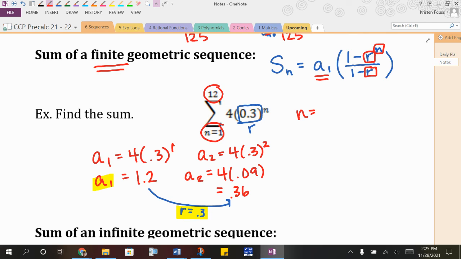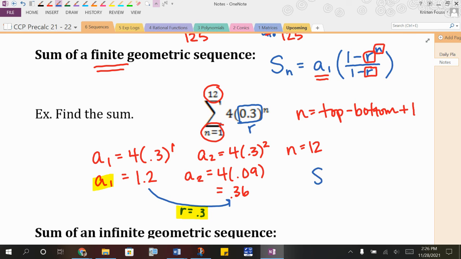So here's what I want you to think about. The n is the top value minus the bottom, but then we have to add 1. So if we had gone from 3 to 12, it'd be 12 minus 3 plus 1. All right, so again, for our case, n is 12, but don't assume. So we're ready for the sum.